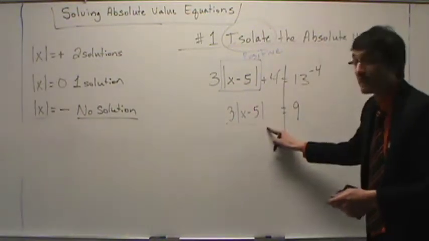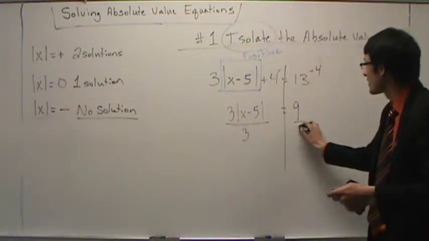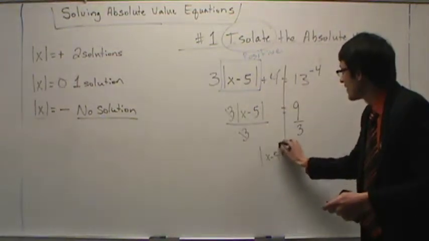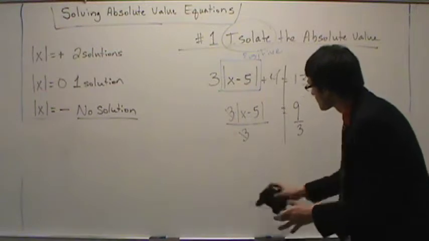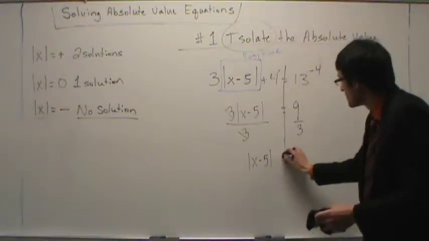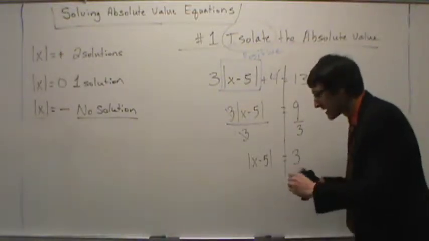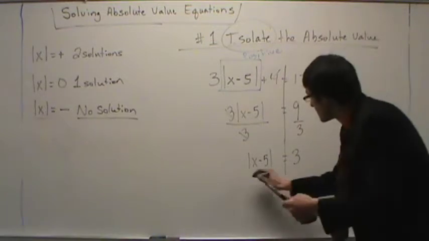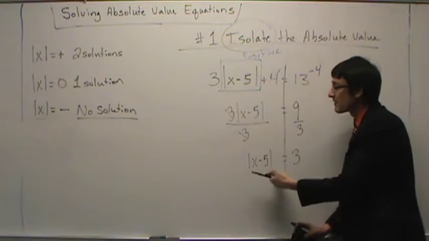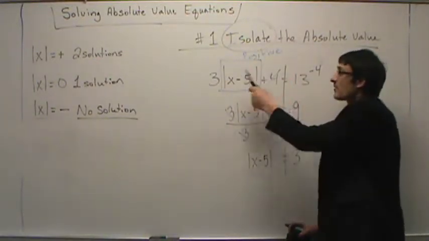So divide, put the line underneath the whole thing, okay, this is a unit. Divide the whole thing by what? 3. Divide the whole thing by 3. So the 3's cancel, and we're left with the absolute value of x minus 5 is equal to 9 divided by 3, which is 3. Okay, so here you go. It's isolated. What do I mean isolated? The absolute value is by itself on the left side of the equation. So when I say isolate the absolute value, the first thing you have to do, this is what I mean. That means get rid of the 4, get rid of the 3.